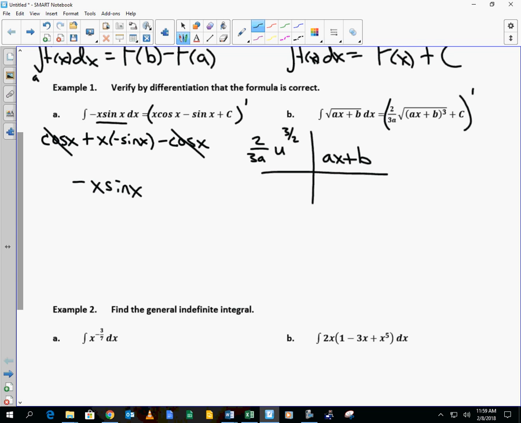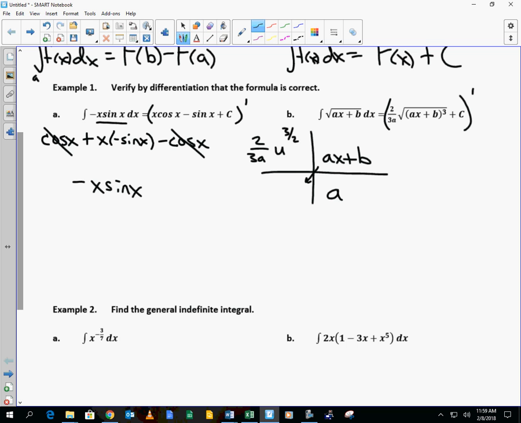What is the derivative of ax plus b? Note that the dx right here tells you the variable. So the variable is x. So that makes a and b just constants. So what's the derivative? Just a.